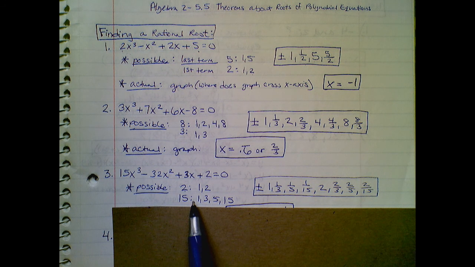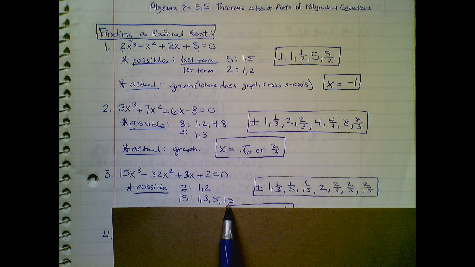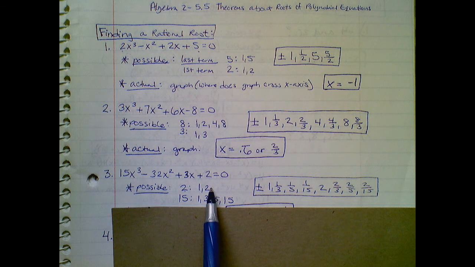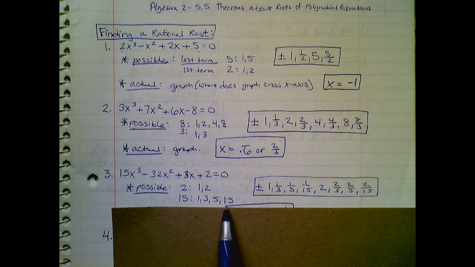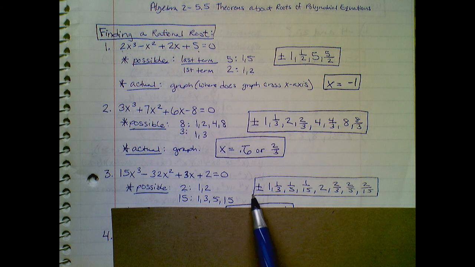So now we have to go through and take all our combinations. So 1 divided by 1 is 1, 1 divided by 3 is 1/3, 1 divided by 5 is 1/5, 1 divided by 15 is 1/15. Now we go to the 2. 2 divided by 1 is 2, 2 divided by 3 is 2/3, 2 divided by 5 is 2/5, and 2 divided by 15 is 2/15. We make our list. We put a plus or minus sign in front of each of those. So that's where it could cross through.